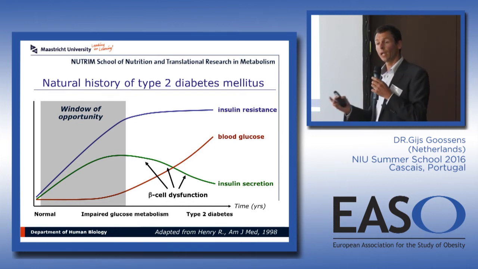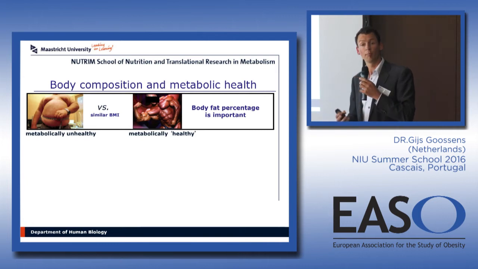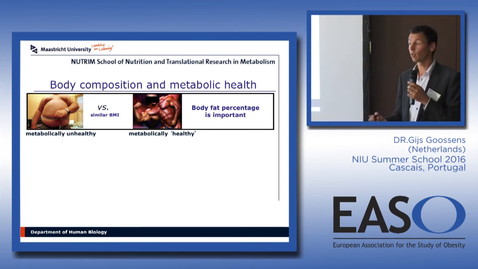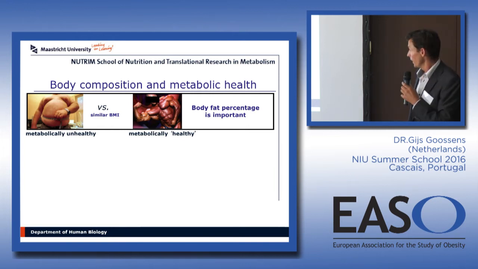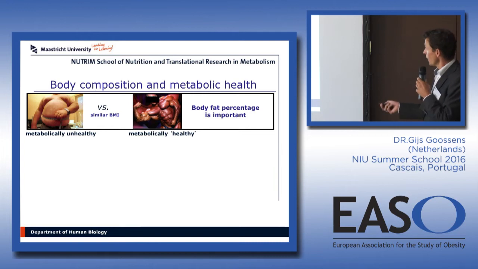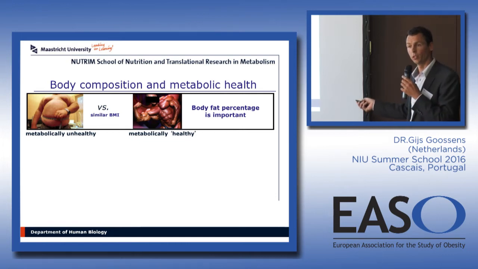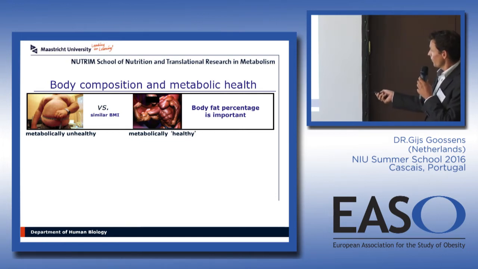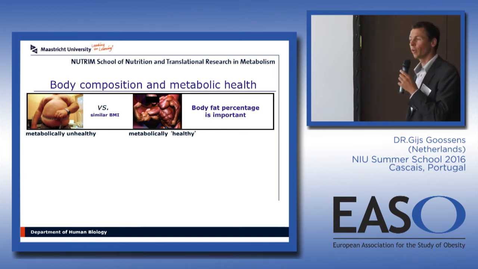So at the population level, we know that body composition is related to metabolic health. And BMI at the population level is a good predictor of metabolic health, but not at an individual level. And this is, of course, an extreme example, but if we compare two people with a similar BMI, one can be an abdominally obese person and the other one can, for example, be a bodybuilder. And the person on the left is metabolically unhealthy, whereas the person on the right is relatively metabolically healthy, I would say. And that is the reason, of course, that we know that body fat percentage is important.